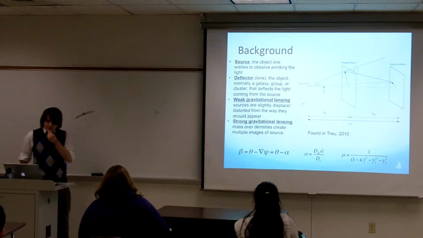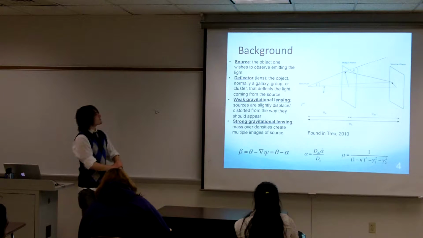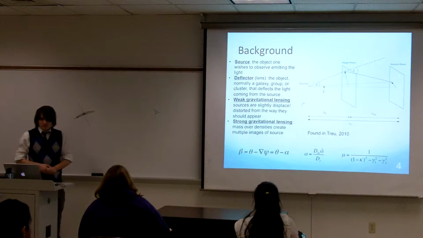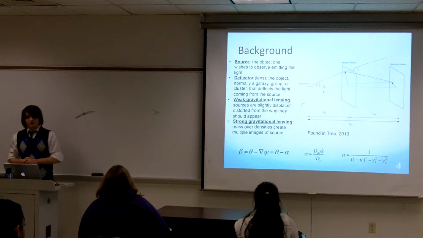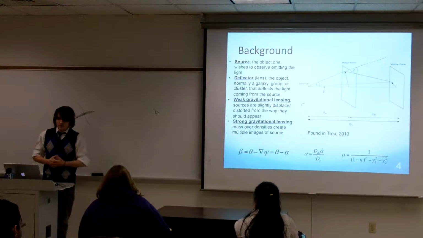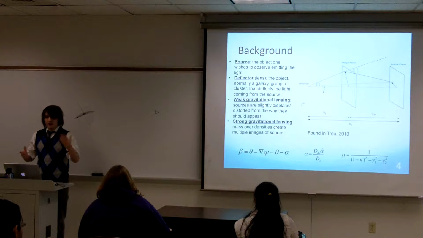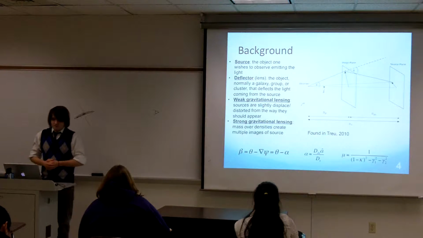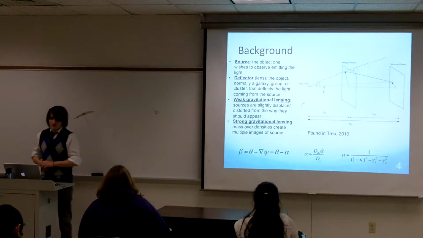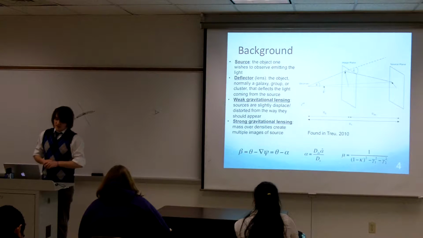So here are some definitions that you use when you're talking about gravitational lensing. The source obviously is just the light that you're trying to observe. The deflector, or they also call it the lens, is the galaxy cluster or galaxy group that's deflecting the light around and making it to your eye or your telescope. Weak gravitational lensing, I'm not going to be talking much about that, but strong gravitational lensing is where mass overdensities create multiple images of the source, and you'll see that on the next slide.